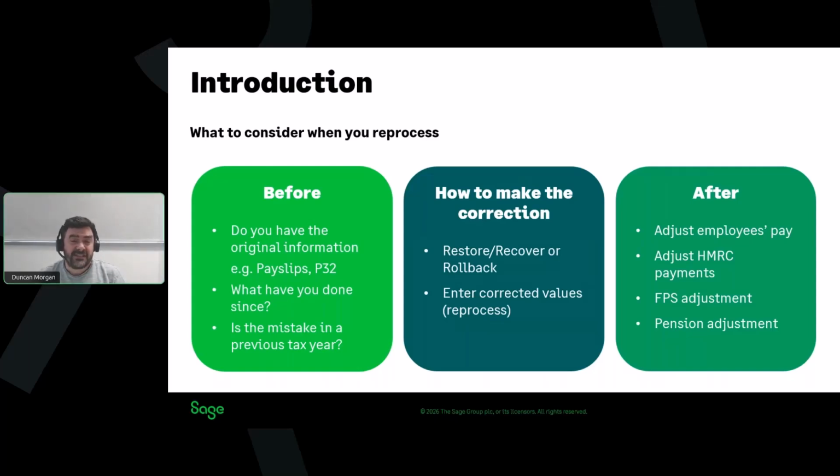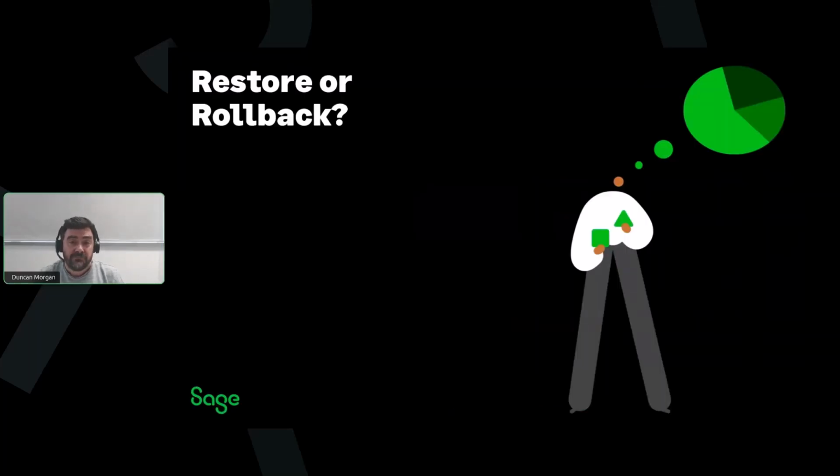What we're going to do next is take a closer look at the restore and rollback options. This will get you thinking about what might be the best method of correcting a mistake if you ever need to reprocess a payroll in the future. We'll also give you demonstrations of both the restore and rollback options as part of this section.